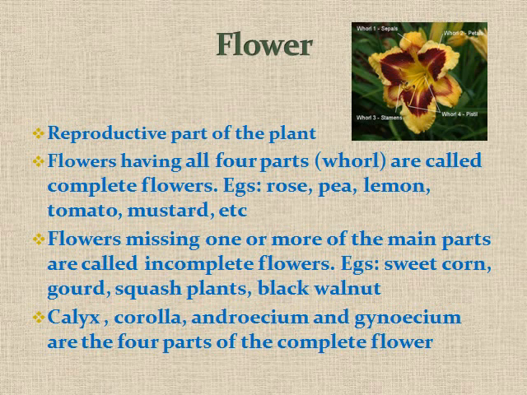Rose, pea and lemon are flowers with all of these four parts. And some flowers miss one or more of the main parts, and they are said to be incomplete flowers. Sweet corn, gourd and squash plants are some examples of incomplete flowers.